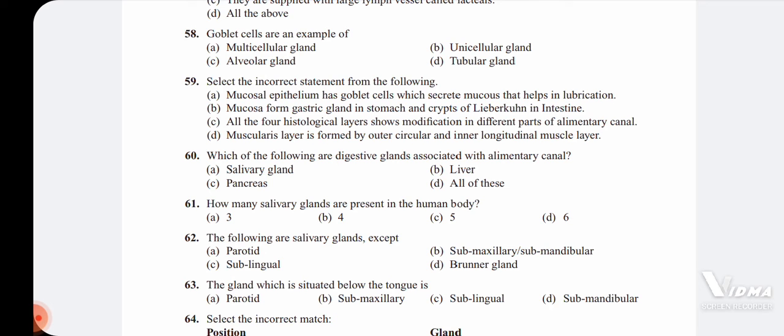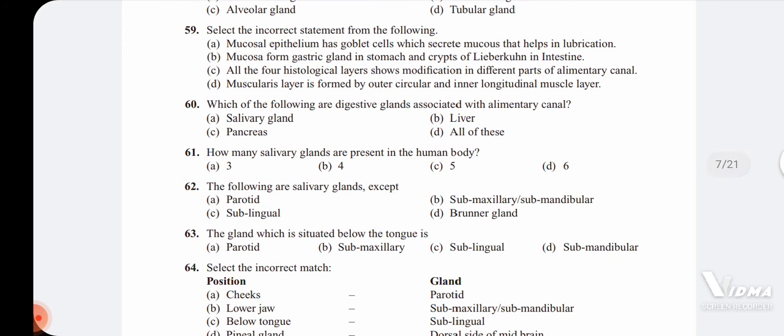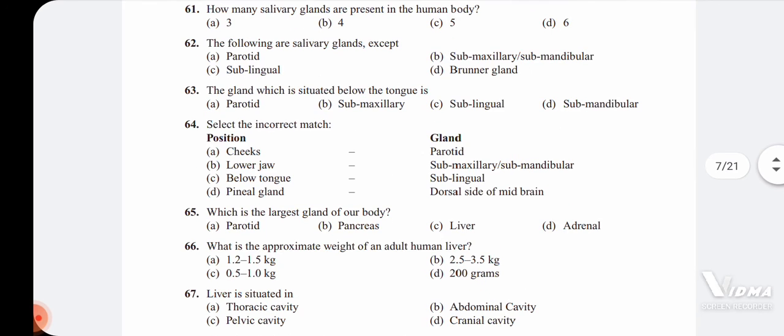62nd question, the following are salivary glands except. In the 4 options, they have given 3 salivary glands and one option as another gland. We shall check. Option A, parotid. Option B, submaxillary or submandibular. Option C, sublingual. Option D, Brunner gland. So A, B, C, all these 3 are salivary glands except the Brunner gland. So for the 62nd question, the answer is option D.